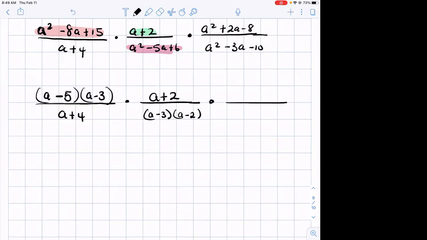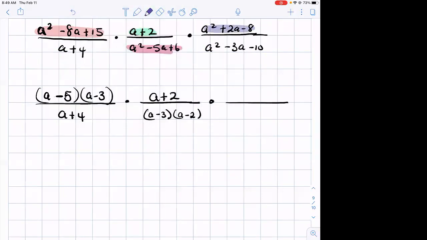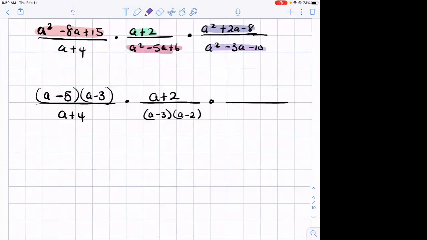Times, and then if you look at this one here, this can possibly be factored and this can possibly be factored. So we want to factor both of them. If we factor the numerator, we have a minus 4 times a plus 2. You guys will probably want to do it like I was doing the scrap work. I'm just showing you here that I've cut out the scrap. And then the denominator will be a minus 5 and a plus 2.